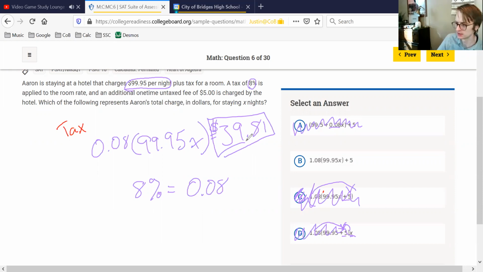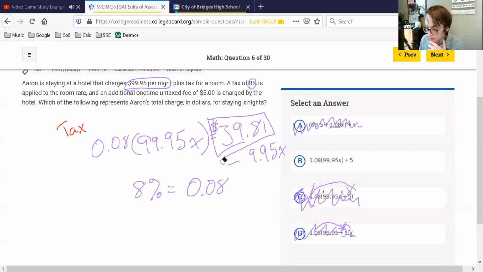What does that look like? Does that look like how much it costs to stay at this hotel for 4 nights? No, you're figuring out the tax. That's the tax that you have to pay. To get the total cost for staying there, you have to take that and then add in the 99.95x. In this case, the x would be 4.